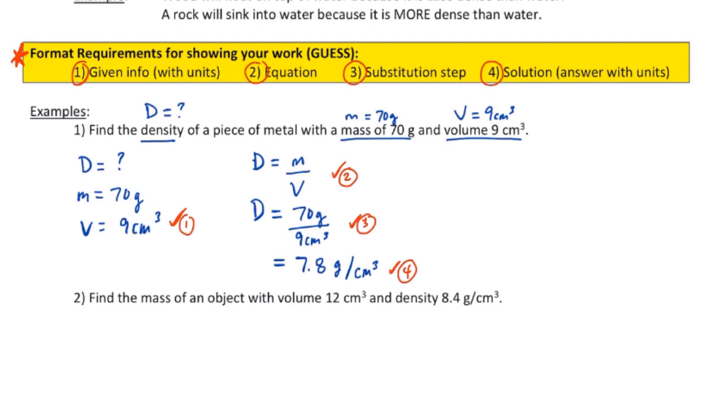If you miss, all you do is you give me the solution, you will only get 1 mark. Even if you have the 7.8 and it's perfect and you even have grams per centimeter cubed, you're only going to get 1 mark. You have to show me how you found the answer. So please make sure that you're always using this exact format. Okay? We call this format the guess format. You can see the word guess up here. We call it the guess format because it's given with units, the equation, the substitution, and the solution spells guess. So when I write on your work and I say, make sure you are using the guess format, that's what I mean.